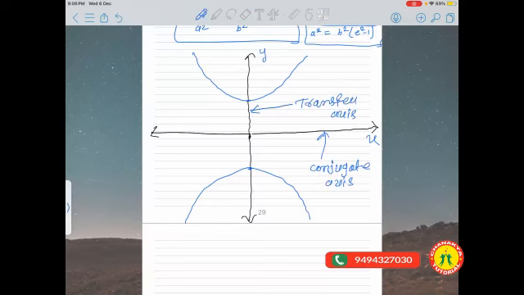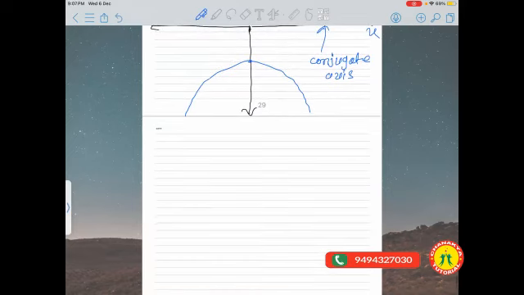What was happening earlier? For the hyperbola, the x-axis is the transverse axis and the y-axis is the conjugate axis. But here, the x-axis is the conjugate axis and the y-axis is the transverse axis. So now, see the terms related to the hyperbola. This is very important. Terms related to the conjugate hyperbola.